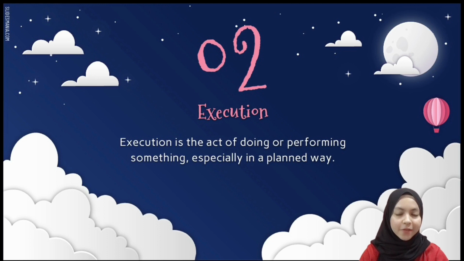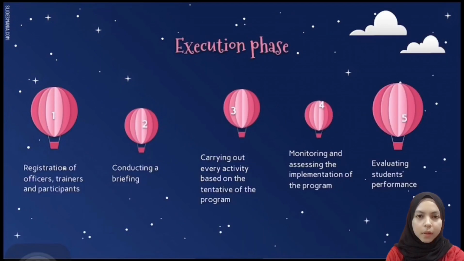Okay, the next phase is the execution phase. Execution is the act of doing or performing something, especially in a planned way. The first step in the execution phase is registration of officers, trainers, and participants. All the parties involved in the activity that we will conduct need to register before the activity starts to make sure none is left behind for safety purposes.